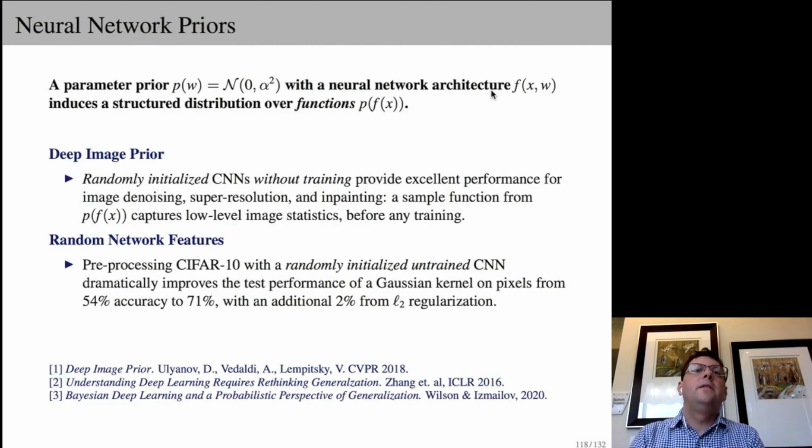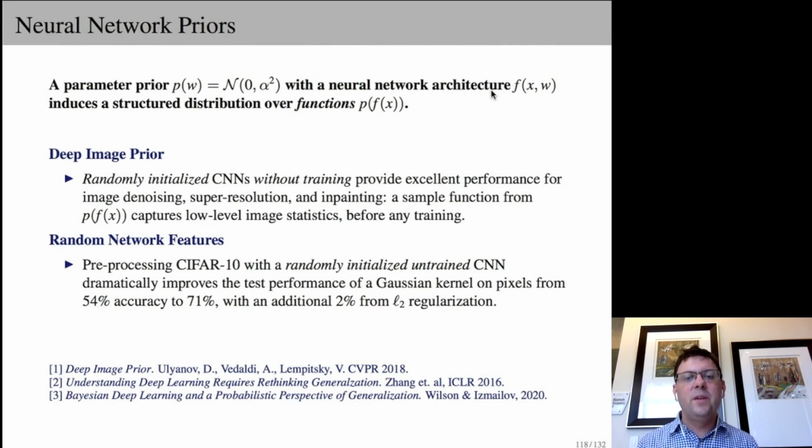Now we'll consider the prior in function space that's induced by having a Gaussian prior in weight space, where we're just varying the signal variance of the prior for each of the parameters, alpha squared. And so there are two key results that suggest that this actually induces a pretty reasonable prior in function space. First is the deep image prior, which showed that randomly initialized convnets without training provide excellent performance for image denoising, super resolution, and inpainting. In other words, a sample function from this induced distribution over functions captures low-level image statistics before any training.